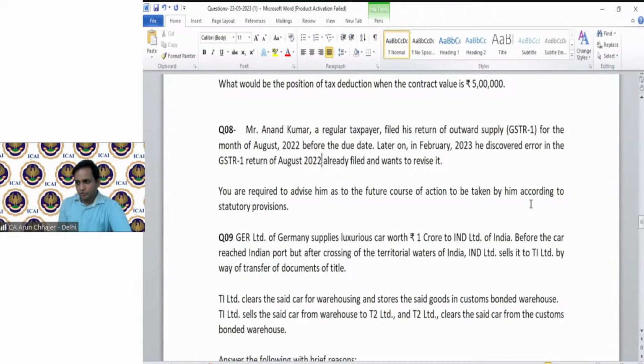Now let's move to the next question, which is: GER Limited of Germany supplies a luxurious car worth 1 crore to IND Limited of India.